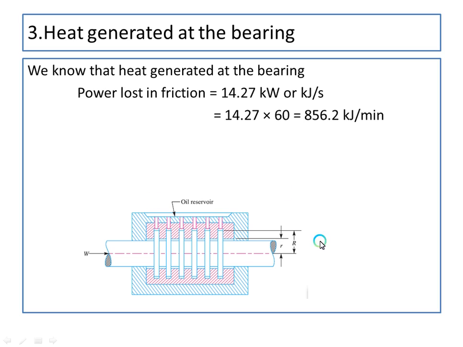Whatever friction is experienced by the collar will generate heat, and the same can be taken as the value of power lost in friction. For that reason you can say that the power lost in friction will be equal to 14.27 kilowatt, which we got in the earlier case. That will be taken as the value of heat generated. As it has been asked to calculate in kilojoule per minute, you need to multiply whatever value you got by 60, so that you will get it in terms of kilojoule per minute.